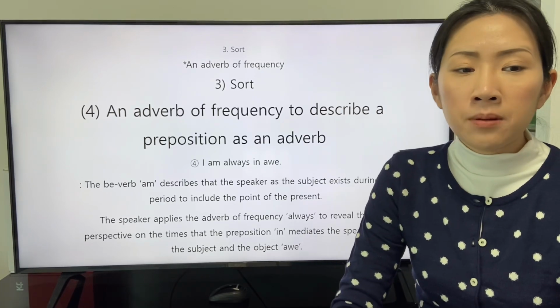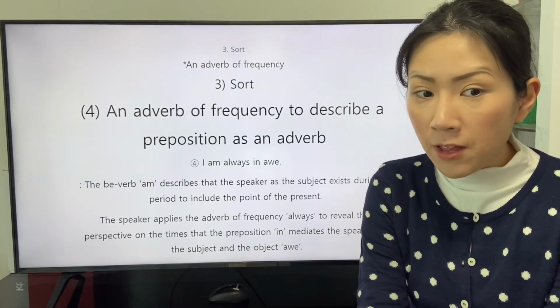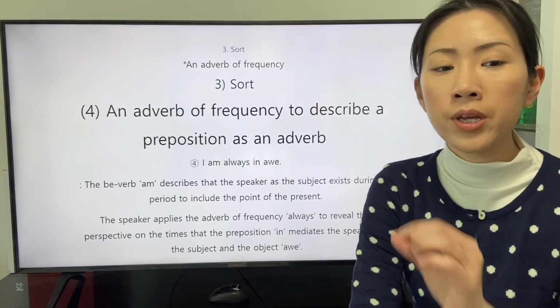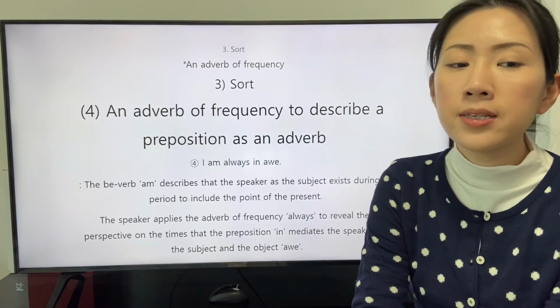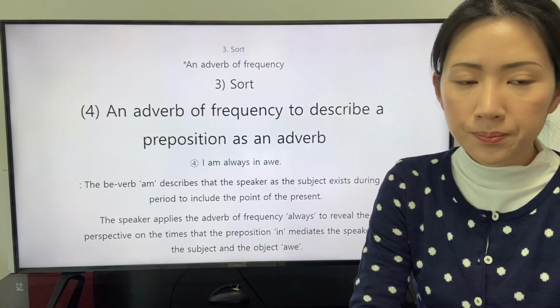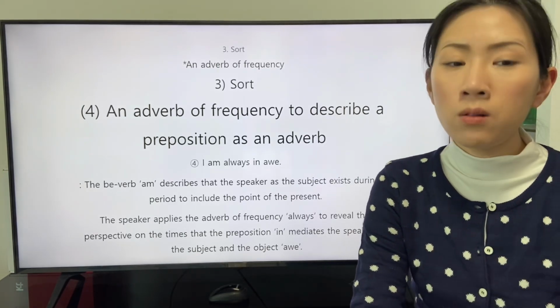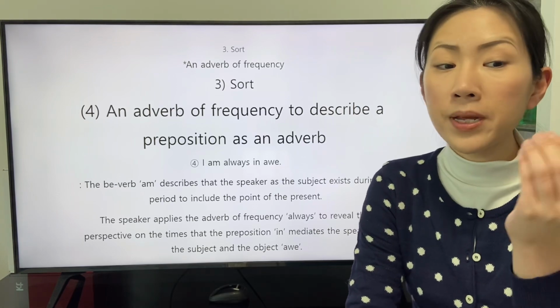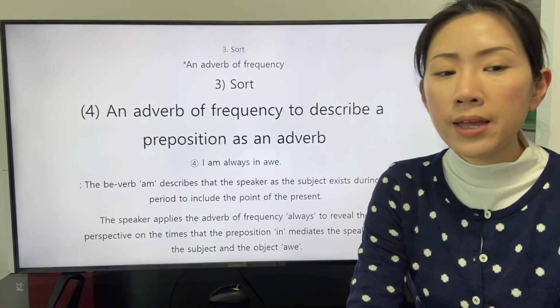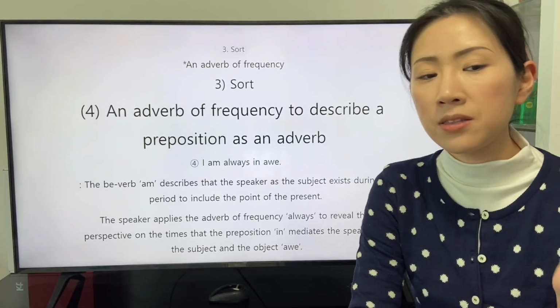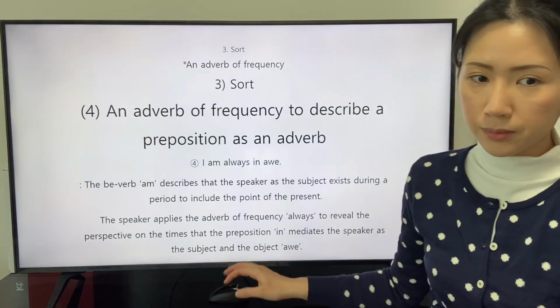The be verb am describes that the definition of the subject exists during a period to include the point, the present. The speaker applies the adverb of frequency always to reveal the perspective on the times that the preposition in mediates the speaker as the subject and the object awe.